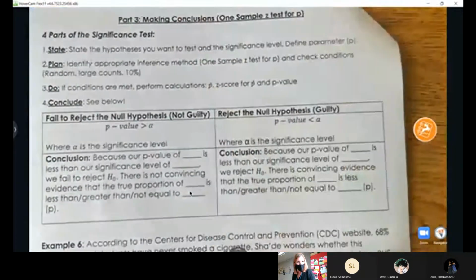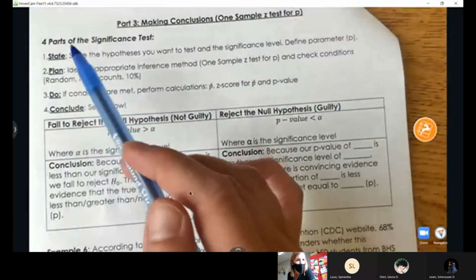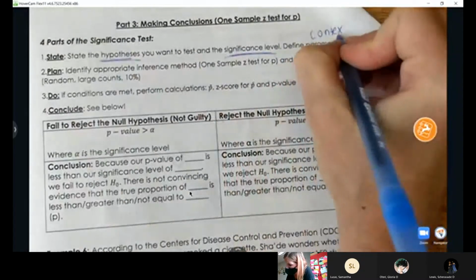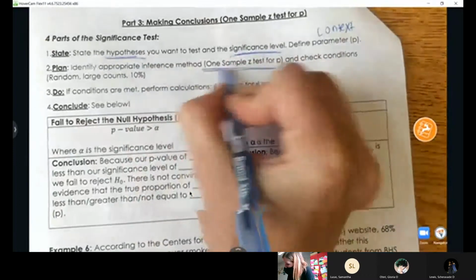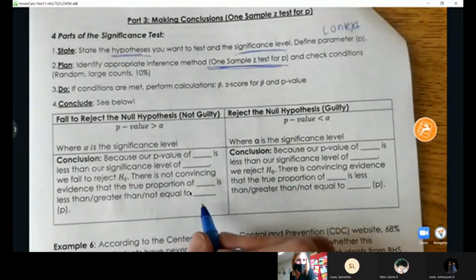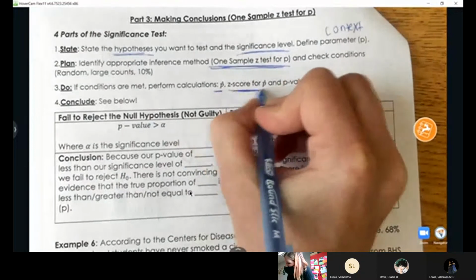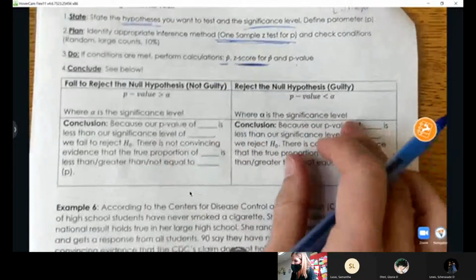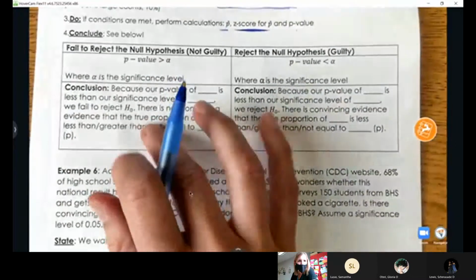Ooh, I think we already went over this. All right, so this is all review. The four parts of the significance test are the same as the interval: state, plan, do, and conclude. With state, you're including your hypothesis and your significance level, and then you're going to add some context by defining what the parameter represents. Plan, the same thing. You're going to talk about the test name, and you're going to check your three conditions. Do is your z-score calculation. You have to find your p-hat, your z-score for your p-hat, and then look up the p-value. And then your conclusions are based on what we just talked about: fail to reject or reject. And then you've got sentence stems for your conclusion here.